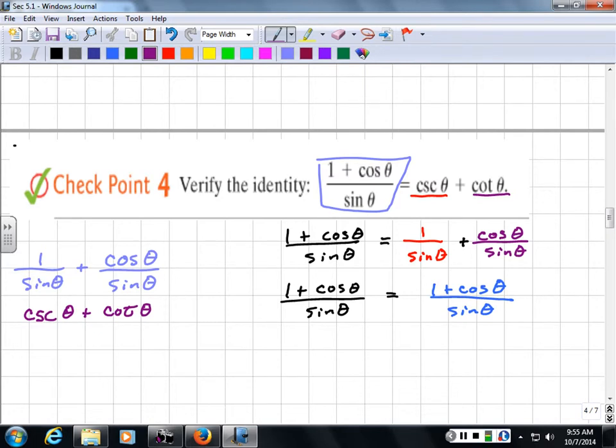Do they get more complex? Yes. Why do I care about this? Because when I get into calculus, I'm going to need to use trigonometric identities to solve very complex integration problems. And that's why we spend an entire chapter on this stuff. And hopefully, you guys will know it really, really well by the time I'm done with you.